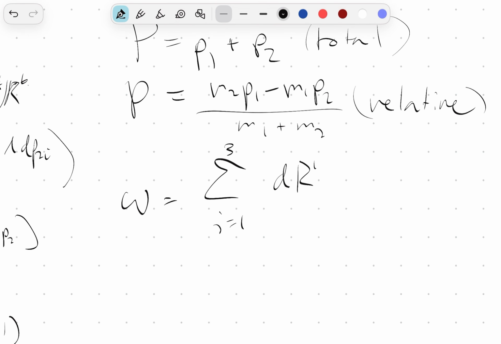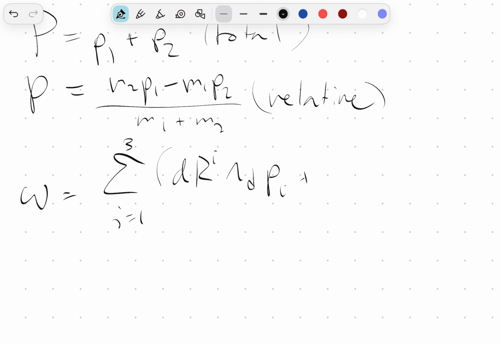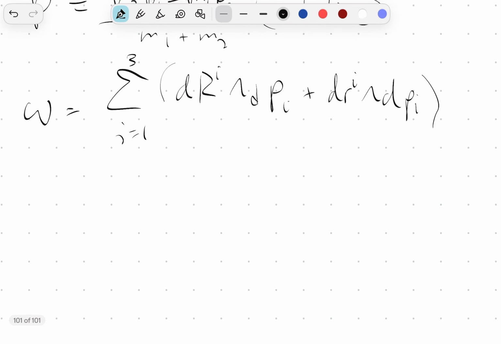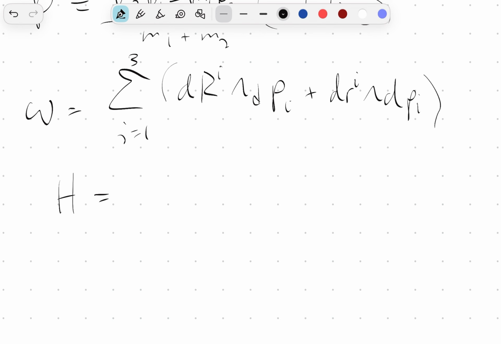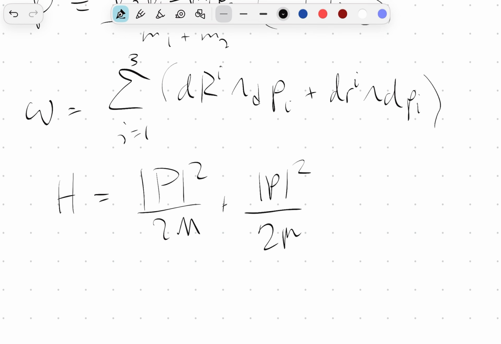be written out as dR and dP plus dr and dp. And what this does is it allows us to have the Hamiltonian itself separate with this new coordinate system.